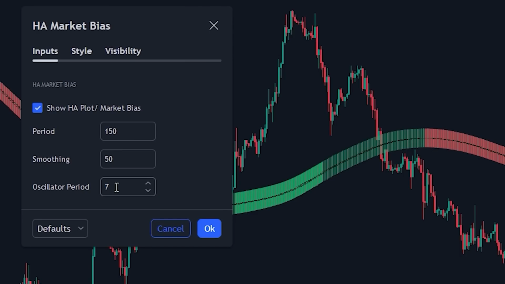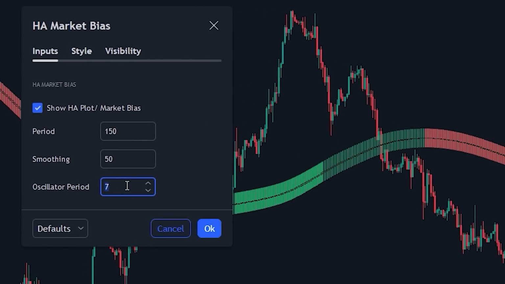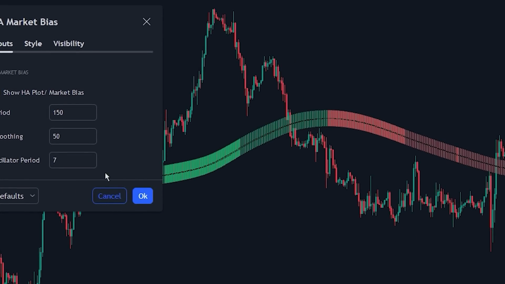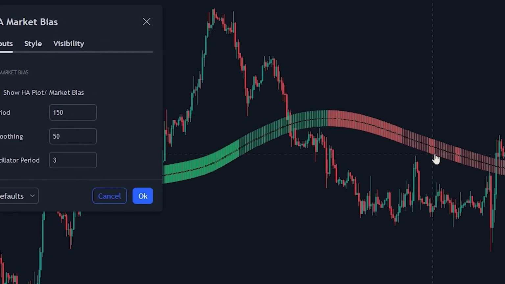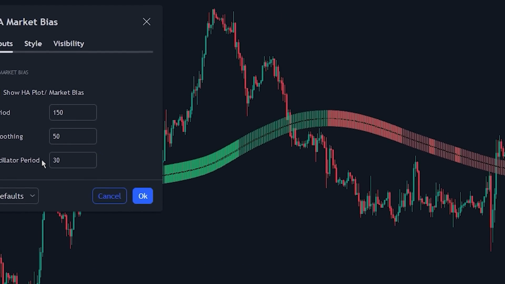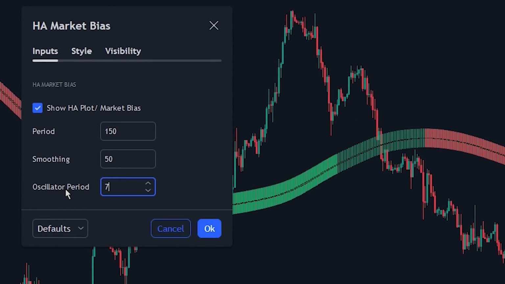The oscillator period determines the length over which the indicator calculates the oscillating values, which indicate the strength of the trend. By adjusting the oscillator period, traders can fine-tune the sensitivity of the indicator to market fluctuations. A shorter oscillator period, such as 3, will generate more frequent signals and respond quickly to price changes. Conversely, a longer oscillator period, such as 30, would provide smoother and less frequent signals, capturing broader market trends.